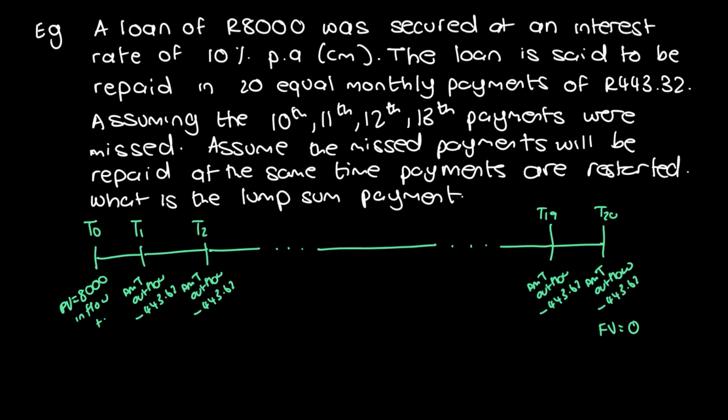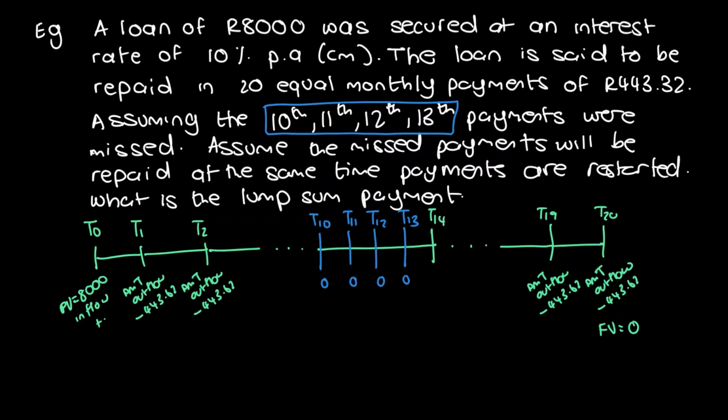Now we are going to miss the 10th, 11th, 12th, and 13th payment. So let's put that in there. T10, T11, T12, and T13 are going to be 0, 0, 0, 0. We're going to want to pay it off as a lump sum payment on the month we restart payments. We only miss T10 to T13, so we restart payments on T14. That situation is still going to happen.